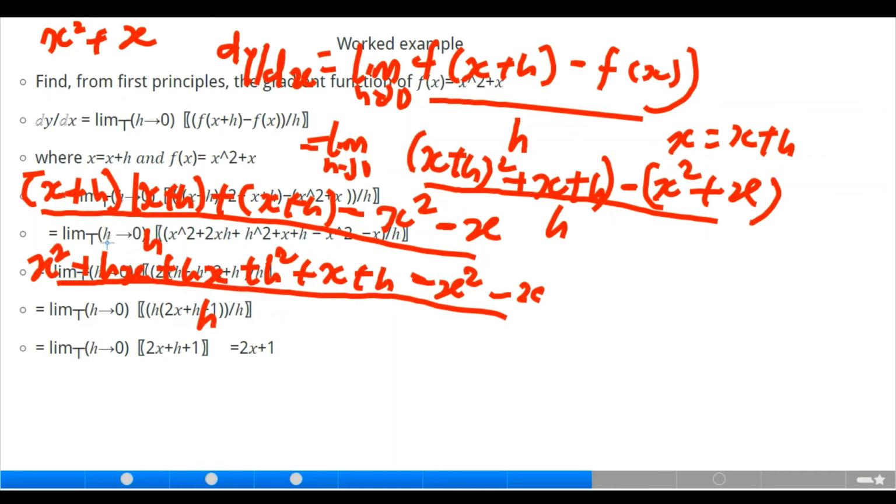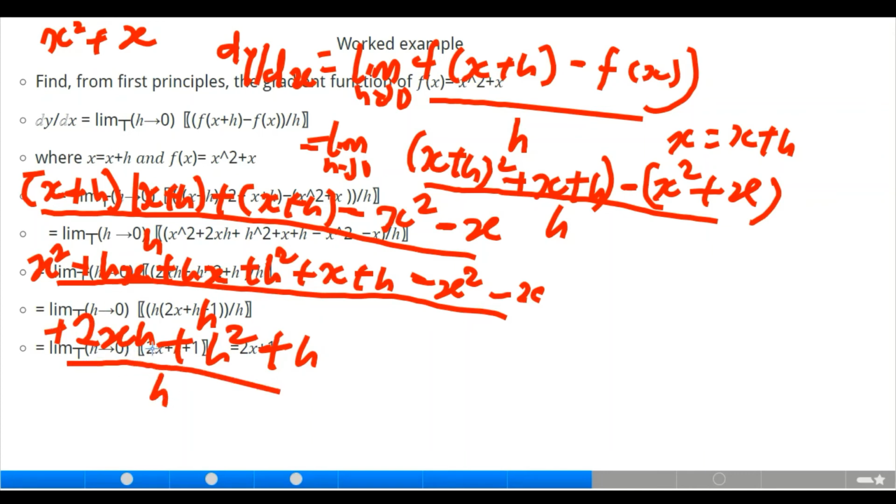Now let's look at this. x square minus x square, that is 0, right? Plus hx plus hx, that is plus 2xh. We have plus h square, right? We have plus h. Now let's look at it again. Plus x minus x, that will give us 0. So all of this is divided by h.